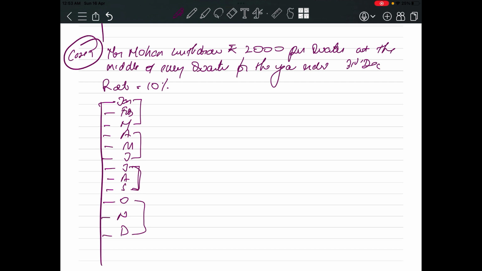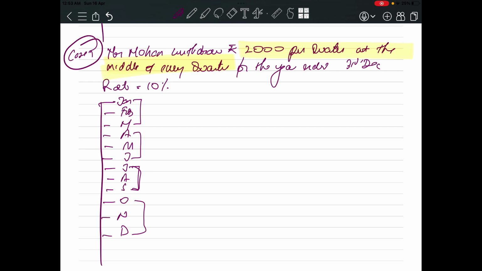Now see, Mr. Mohan is withdrawing 2000 per quarter at the middle of every quarter. He is withdrawing money at the middle of every quarter. So what will be the middle of every quarter? It will be 15th of February, or you can say 14th of February.